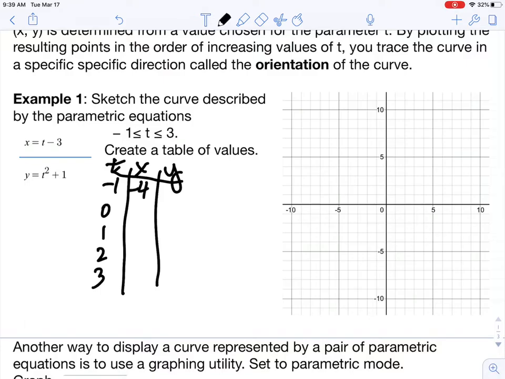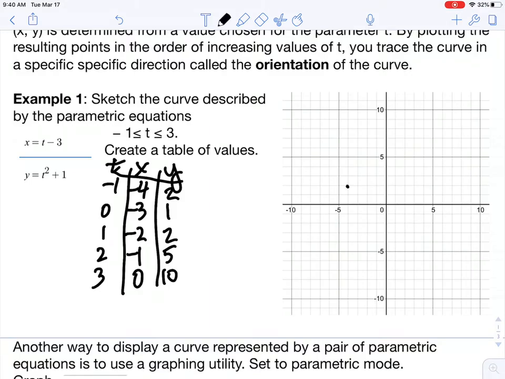-4, -3, -2, -1, 0, and 2, 1, 2, 5, and 10. All right. Then we head over to the graph and we graph the points x, y. So I pause it here and you can do that, and now I'll show you what it should look like.